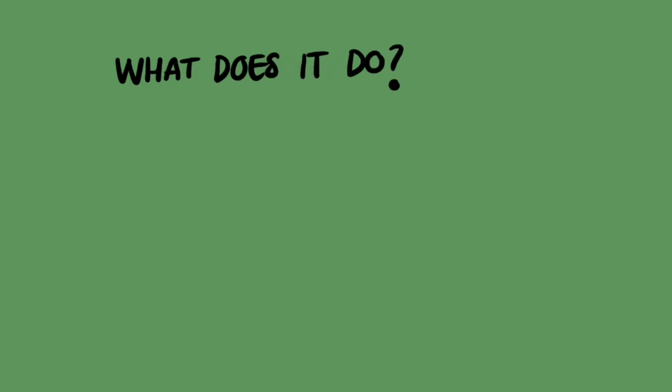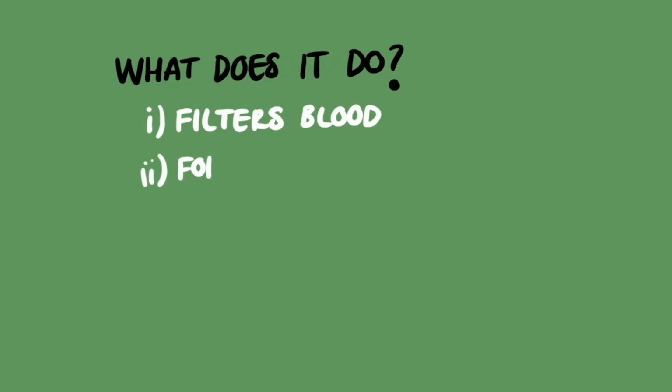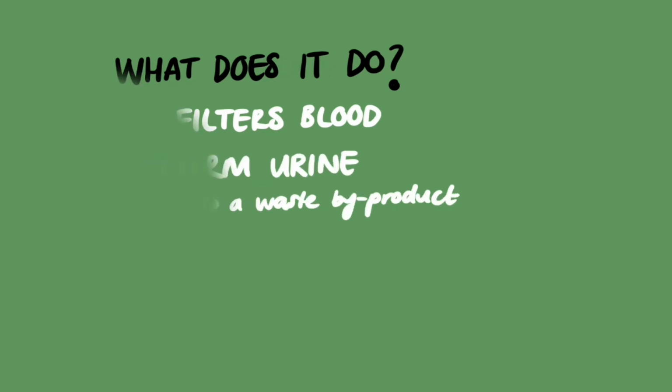So what does the urinary system actually do? It filters blood, so it removes products from the blood that we don't need, and using that it forms urine as a waste byproduct, which we then excrete. So what structures, what organs are involved in the urinary system?